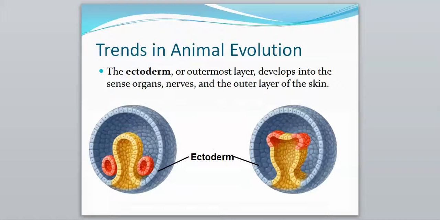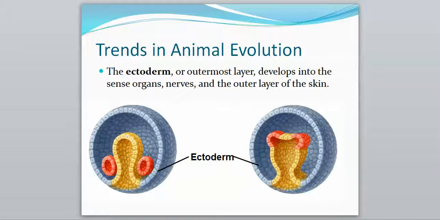Our last layer is the ectoderm, obviously ecto. This is going to be our outermost layer, and this will develop into the sense organs, nerves, and the outer layer of the skin. Again, we can see how closely we are related to other animals by how their different germ layers develop. This is just a way for us to better understand how animals have evolved over time.